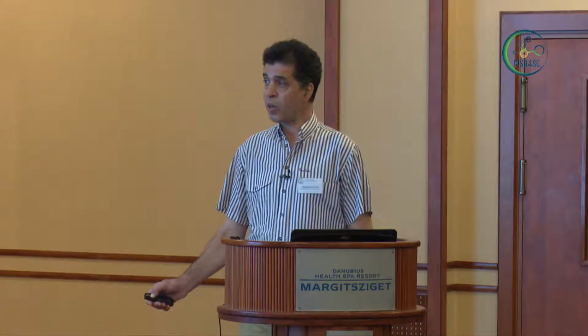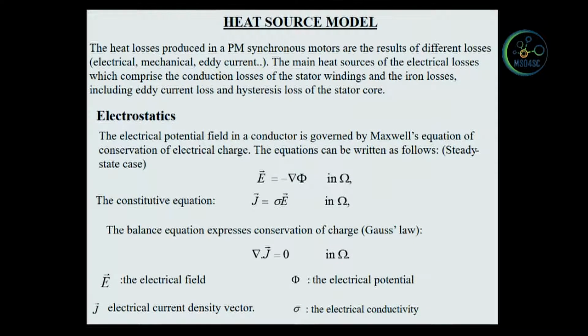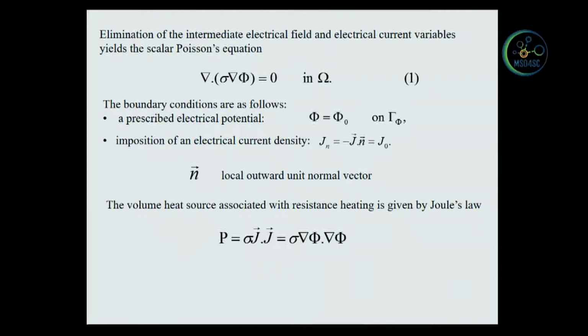After that, we use the constitutive equation, with a relation between the electrical field and the current density. And after that, we need the balance equation that expresses the conservation of the charge. This is the Gauss law, and it's written in this form. Using the previous equations, it is very easy to obtain the Poisson equation. We need to solve this problem.